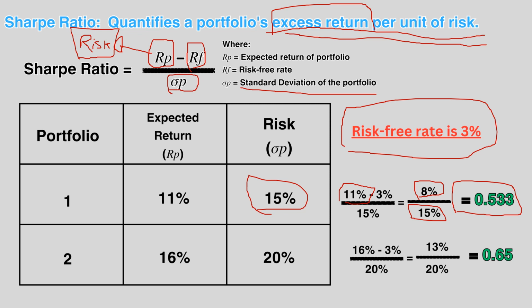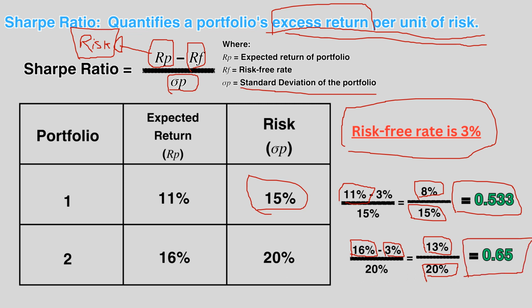So now we want to see if portfolio 2 is better than portfolio 1. If the Sharpe ratio is higher, then it will be better because we are being rewarded with more excess return per unit of risk. The higher the Sharpe ratio, the better a portfolio or investment is said to be. So to calculate the Sharpe ratio for portfolio 2, we're going to take the 16% expected return, subtract the 3% risk-free rate, and take that, which is 13%, and divide it by the risk of portfolio 2, which is 20%, and 13% divided by 20% gives us a Sharpe ratio of 0.65.